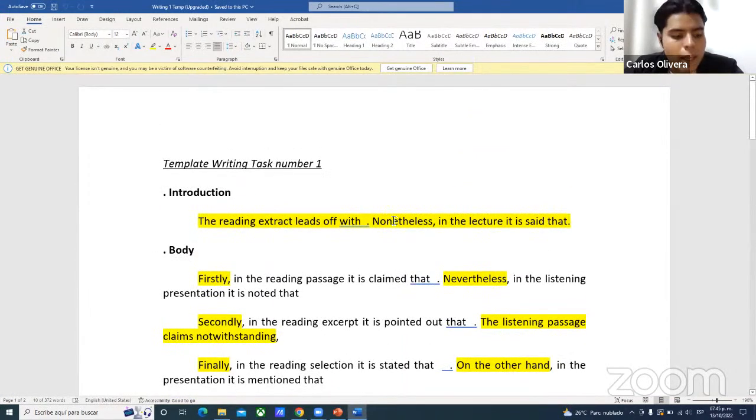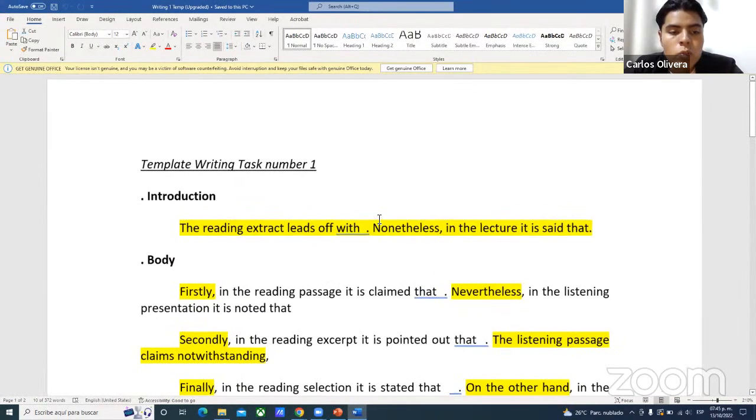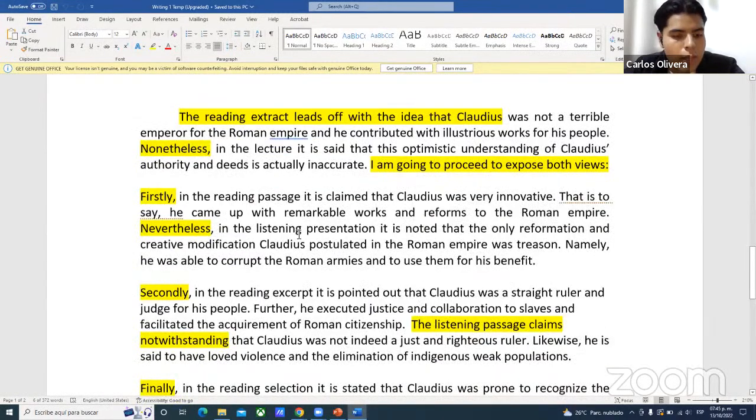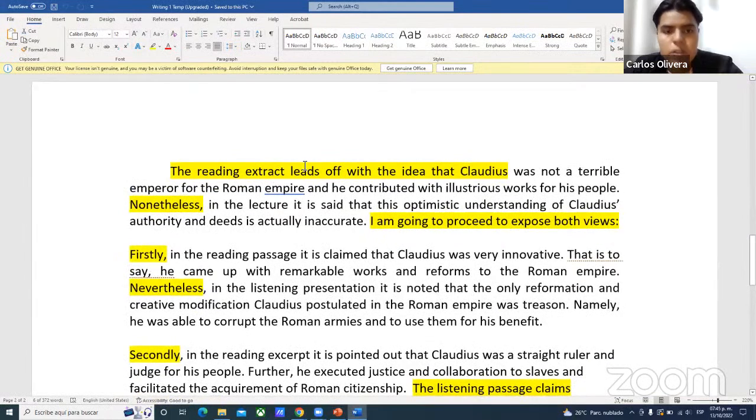Well, the introductory phrase, or what you have to write down to start your essay, is "the reading extract leads off with." Now, let me show you how I used it. The reading extract, right? The reading passage. Extract is a synonym for passage. The reading extract leads off with the idea that Claudius was not a terrible emperor for the Roman Empire, and he contributed illustrious works for his people.